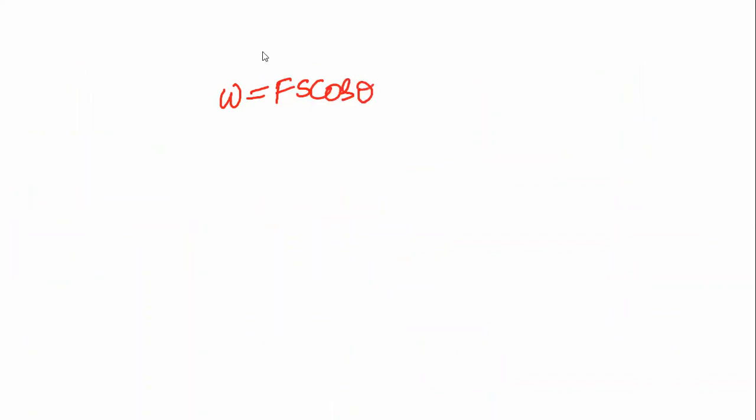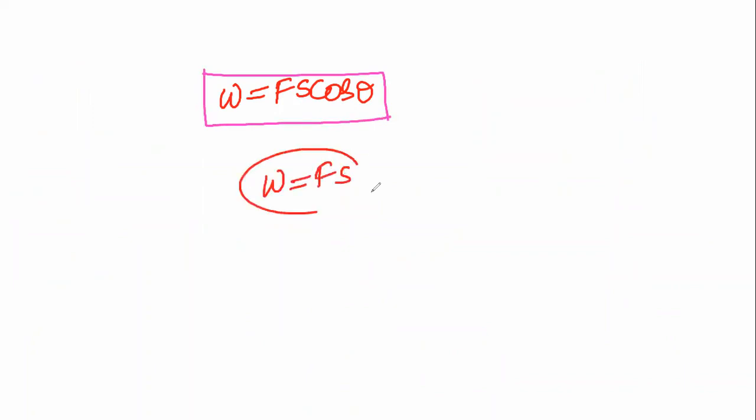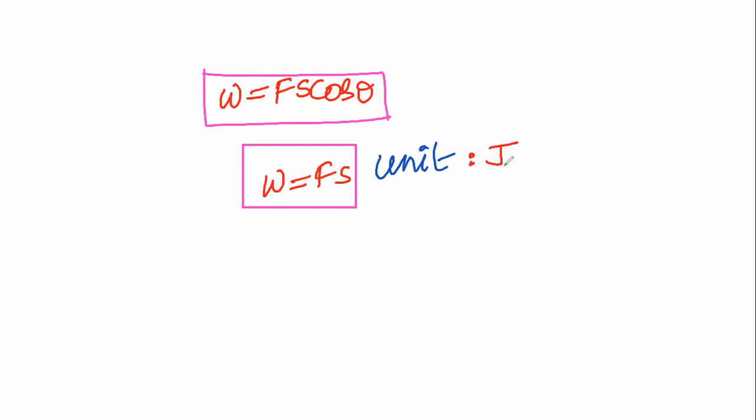If they don't mention any angle, we have to write work done W is equal to F into S only. If they don't give the angle between the force and displacement, then we take W is equal to F into S only. So W is equal to F into S. Its SI unit is joule. Our CGS unit is erg.